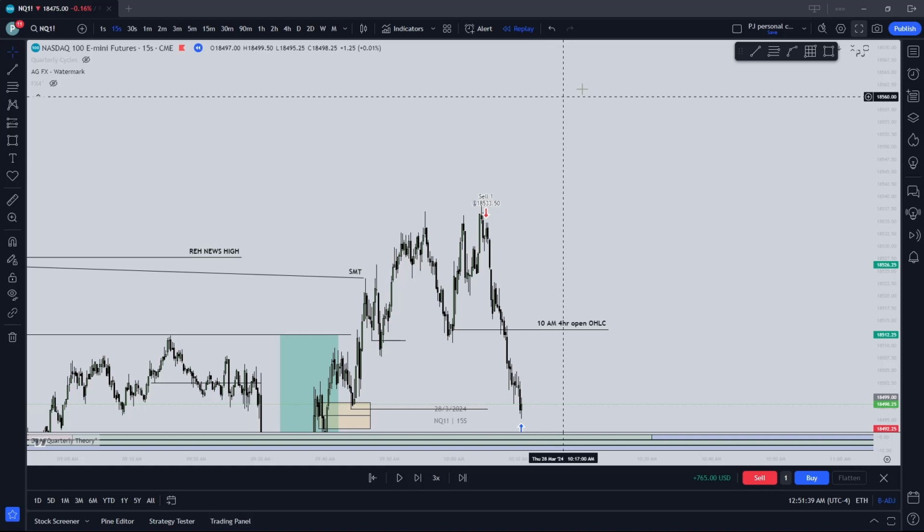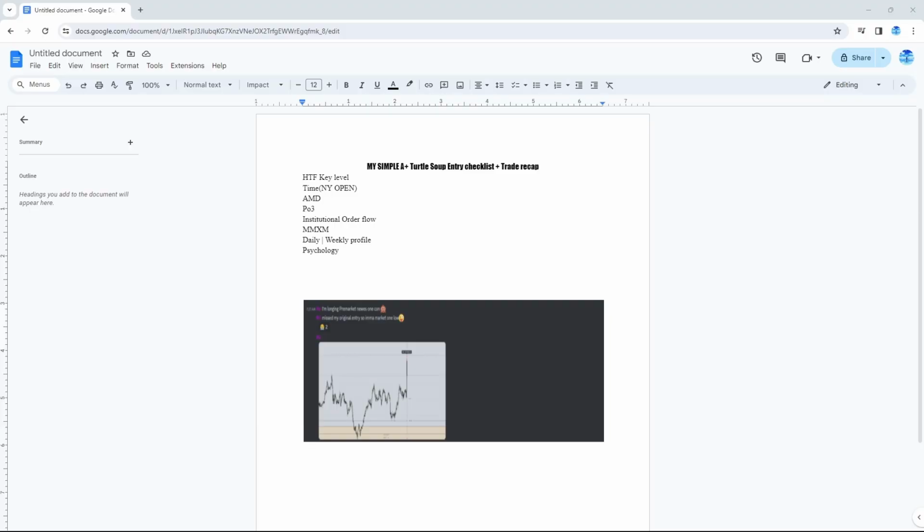So that's going to be everything for the video. Going to go over the notes one more time and let y'all be. Right. Okay. Simple A+ turtle soup entry checklist, right? You got your high time frame key level, you got your time of day, as well as your quarterly theory if you like to use that with your cycles, okay? With your higher time frame, lower time frame, 5-minute, 15-minute, power of 3, all right?